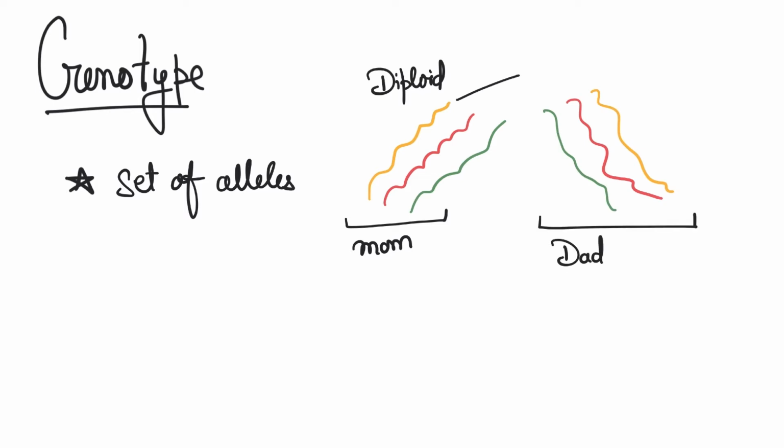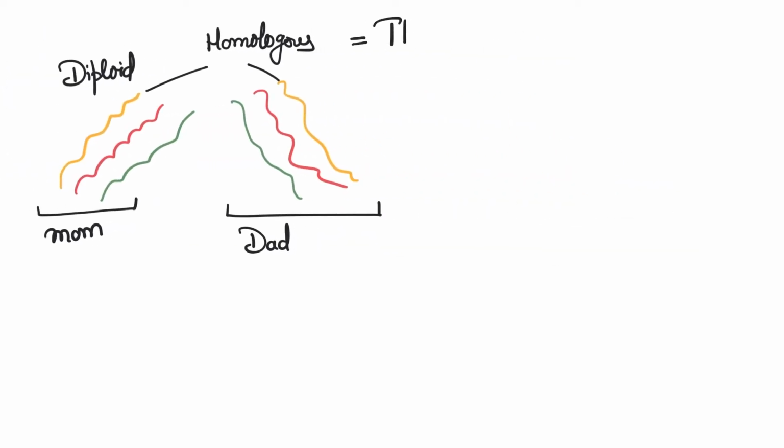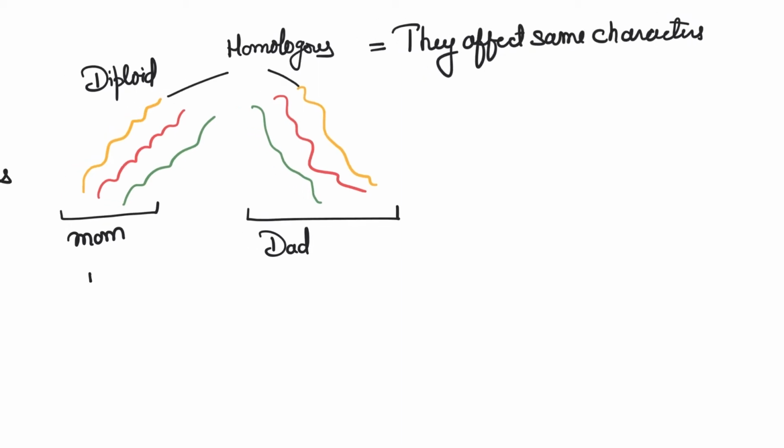And just for this example, we are going to take 3. So the yellow ones are homologs because they have genes that affect the same characters. Let's say, for example, the yellow one has the gene for blue eyes. At the same location, you'll have a gene that affects the eye color. It might be that you have got the same recipe, like blue eyes from both mom and dad, or from dad, you might have a black eye.